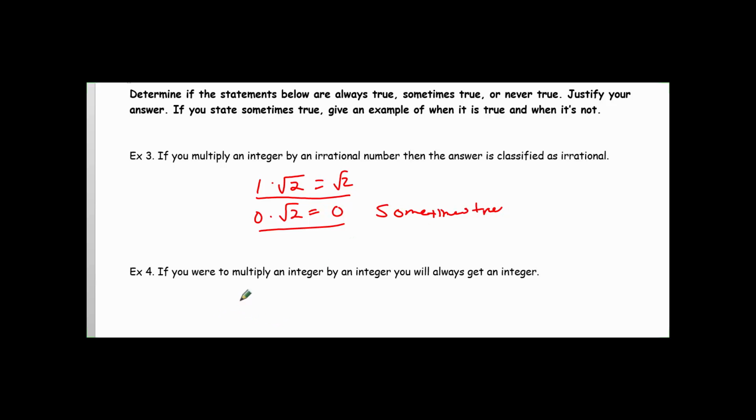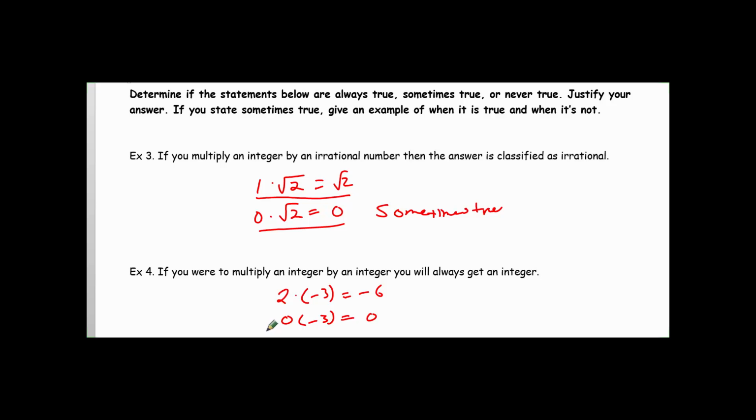Alright, what about example 4? If you're multiplying an integer by an integer, you will always get an integer. Alright, well, let's try a couple. 2 times negative 3. That gives me negative 6, which is an integer. Remember, no fractions, no decimals. And how about our 0? 0 times negative 3. That gives me a 0.